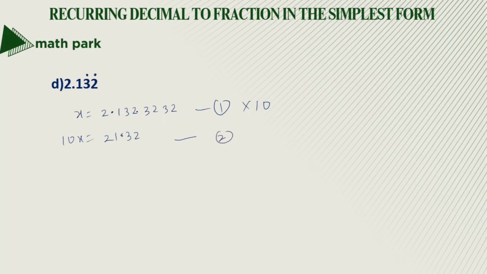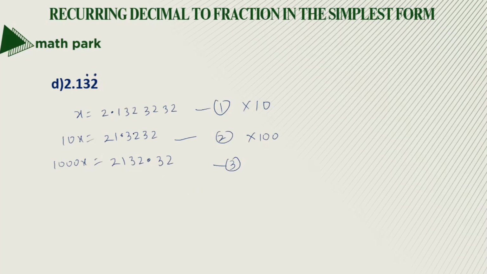Now we should have the decimal parts equal. We cannot subtract here. Here it is 132, whereas 32, 3232 has to be repeated. Since two digits are being repeated here, we multiply this equation by 100 further. So 10 times 100, we get 1000x is equal to 2132.32, because this is 3232 being repeated. Okay, now this is my equation number 3.